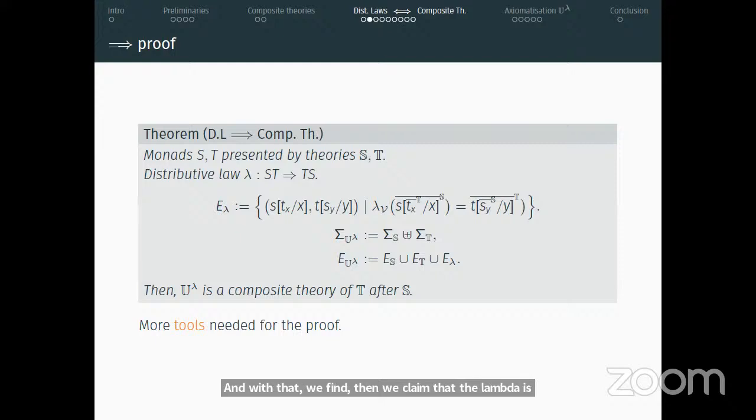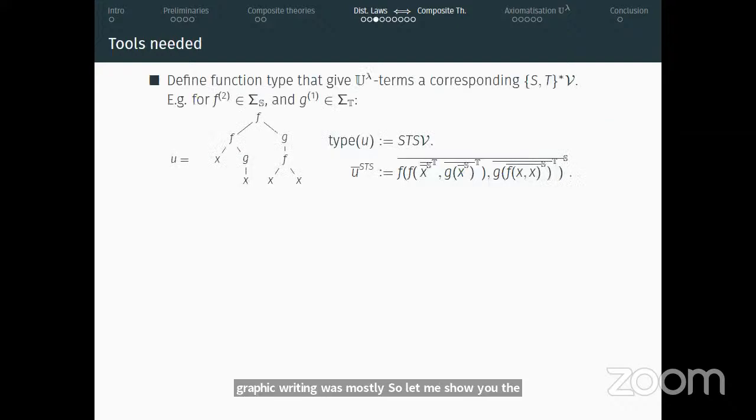We first tried to prove this directly by hand, with induction on terms and induction on the proof tree, to prove both properties of the composite theory. But that's where we hurt ourselves and realized that some graph rewriting was much needed. So let me show you the tools that we need from rewriting to have this proof.